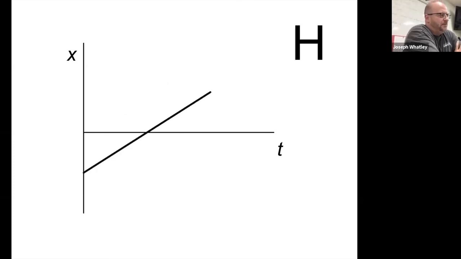What about this one? What's the acceleration here? Zero. When do we change directions in this? Whenever it crosses the x-axis. Oh, trick question. We don't change direction at all, because tell me about the velocity of this line. It's constant. Is it positive or negative? Positive.